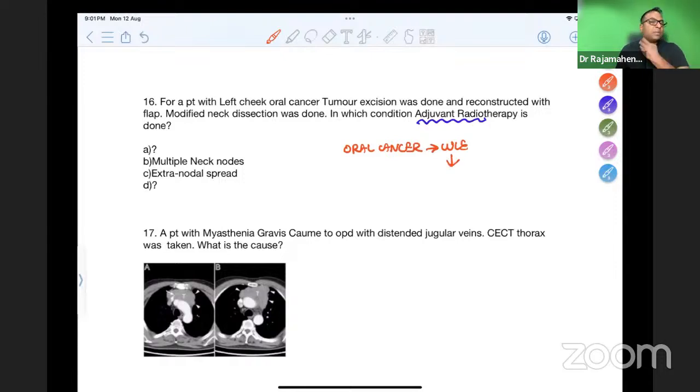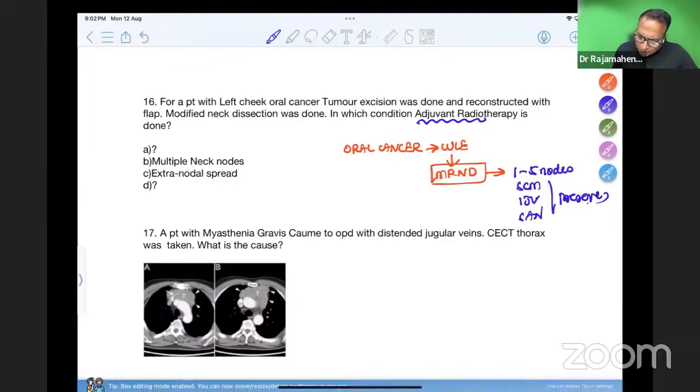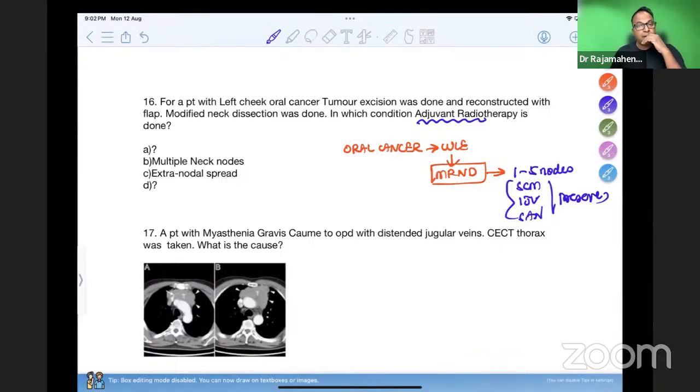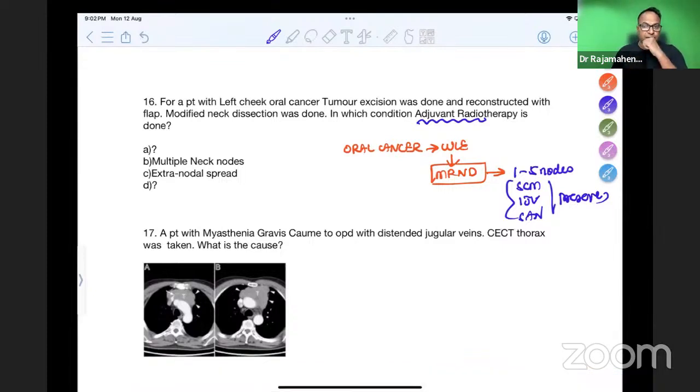After wide local excision, similar to cancer penis, we have to do modified radical neck node dissection for node positive patients. So in modified radical neck node dissection, we remove the level 1 to 5 nodes, and all the other structures like sternocleidomastoid, internal jugular vein, spinal accessory nerve are preserved.